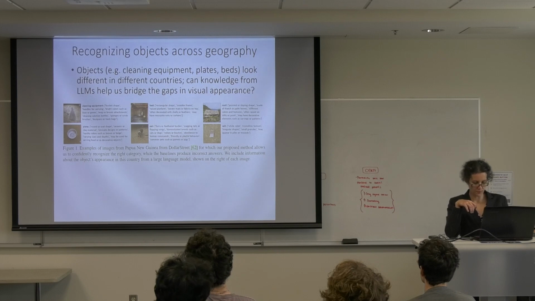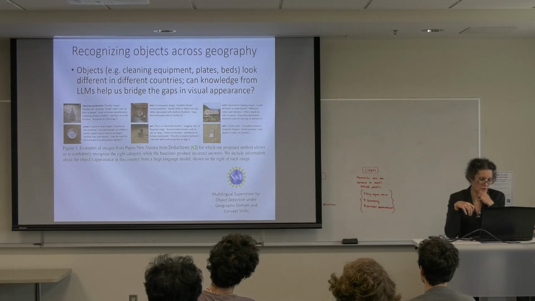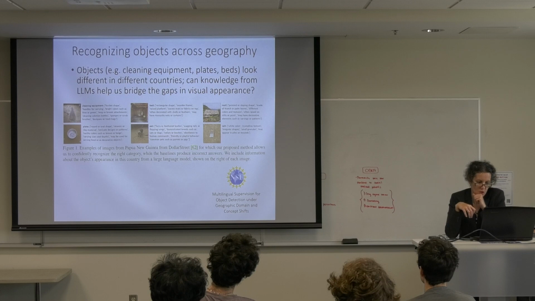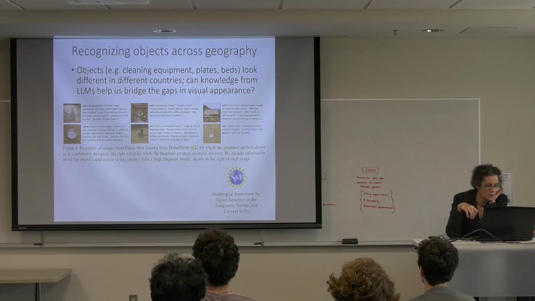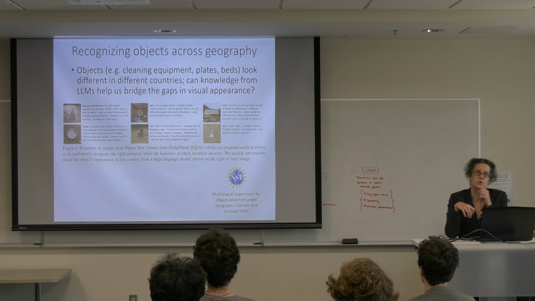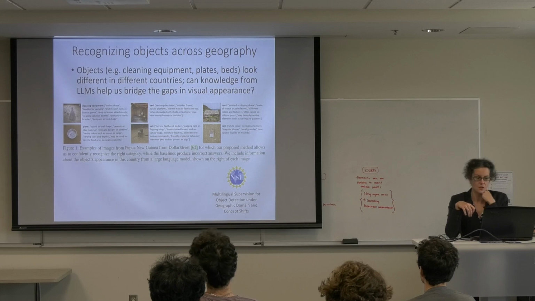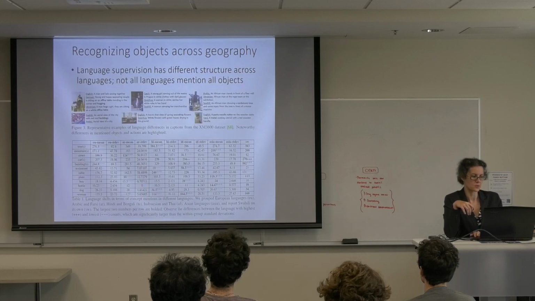But something that's actually similar in spirit, but has a different sort of practicality to it, that we've started working on recently and that I have some funding for, is to be able to recognize objects across different countries. Because it turns out, here we have cleaning equipment, which you can say is a broad category, but also things like plates, beds, stoves look very different across different countries. And there's been a small amount of work on this, but what we're interested in is can you use the essentially common sense from large language models to be able to bridge these gaps.